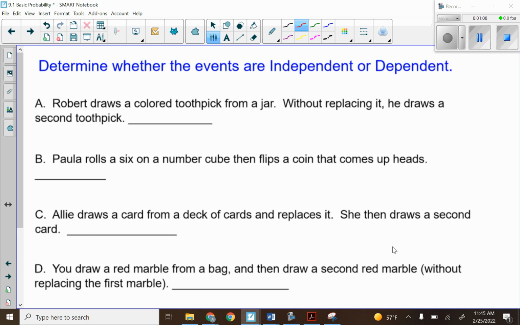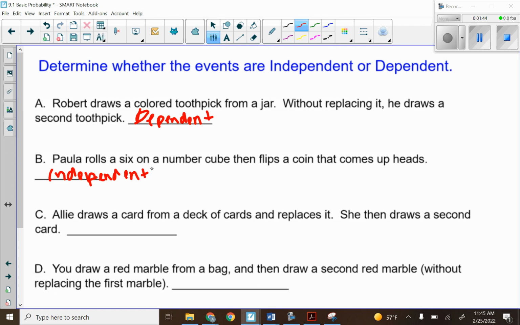Robert draws a colored toothpick from a jar. Without replacing it, he draws a second toothpick. This is dependent because that first draw and not replacing it affects the second draw. Paula rolls a 6 on a number cube, then flips a coin that comes up heads. This is independent because the dice roll does not affect the coin flip.